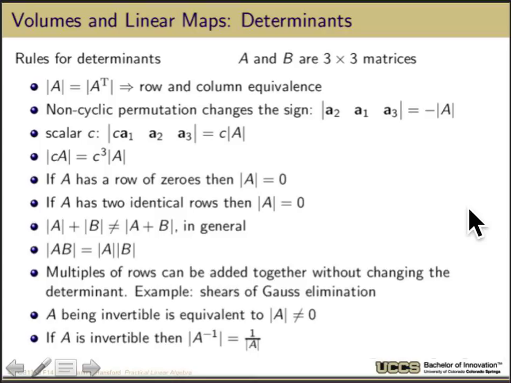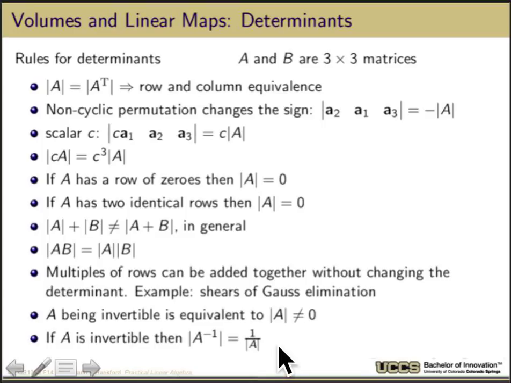Multiple rows can be added together without changing the determinant. For example, the way we do shears, because all we're doing is adding elements. We're just changing the representation a little bit, but it's still got the same volume. A is invertible if the determinant is not equal to 0. And if it is invertible, then the determinant of the inverse is equal to the reciprocal of the determinant of the original matrix.